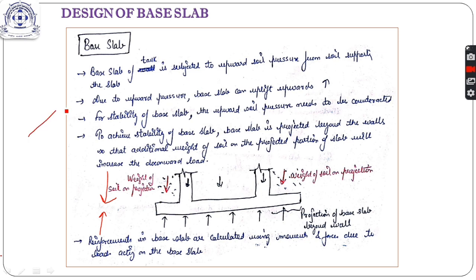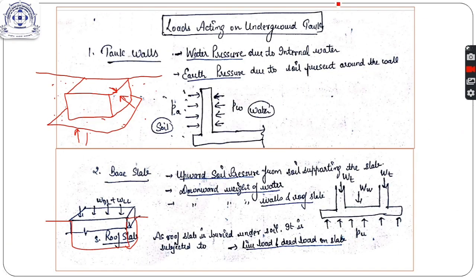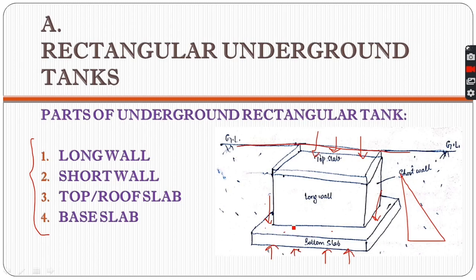Like if this is a rectangular tank, then the base slab is not provided just below the walls, but it is projected below the walls in all the directions, like I have shown you in the previous diagram. Let us look here. Here you can see the bottom slab or base slab is projected outside this long wall and this short wall and this long wall and this short wall.